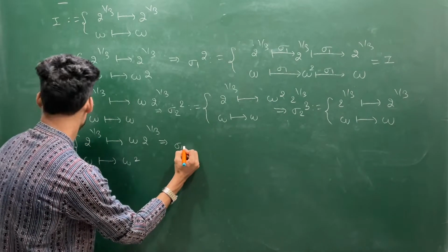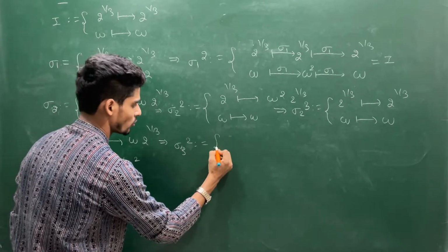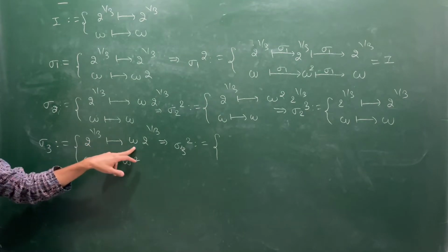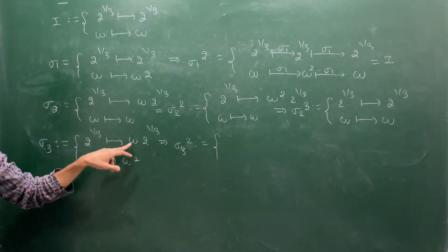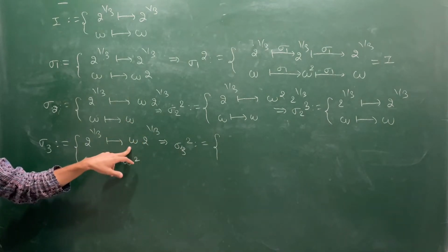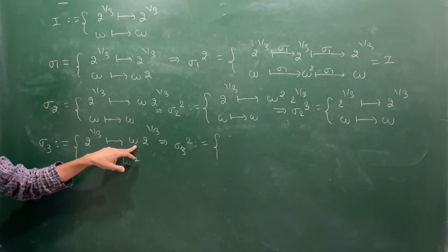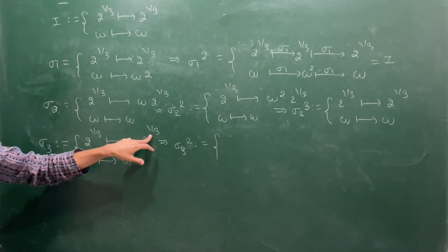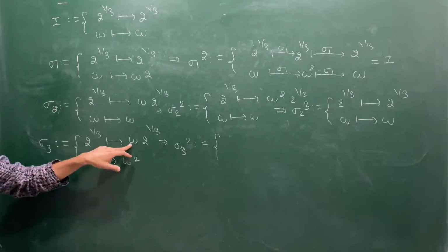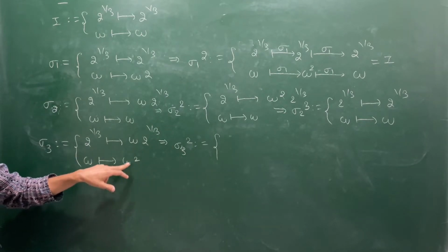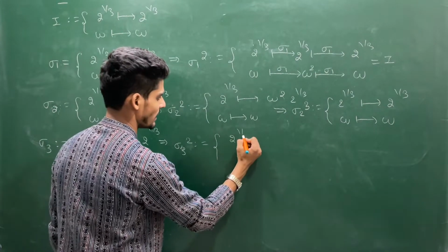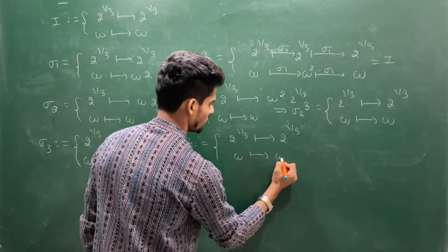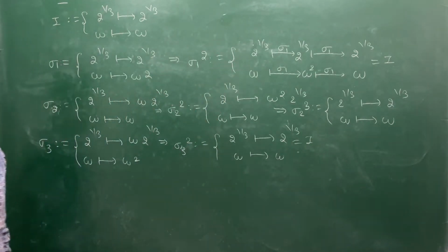If you observe sigma 3 square, that is, you are taking the composition of sigma 3 two times. This is sending 2 power 1 by 3 to omega times 2 power 1 by 3. So its square will send sigma 3 of omega. If you operate sigma 3 on this again, you will have sigma 3 omega into sigma 3 of 2 power 1 by 3. That will give you omega times 2 power 1 by 3, and sigma 3 omega will give you omega square. So it will be the identity again. So 2 power 1 by 3 will go to 2 power 1 by 3, and omega will go to omega, which is the identity, not a new element.